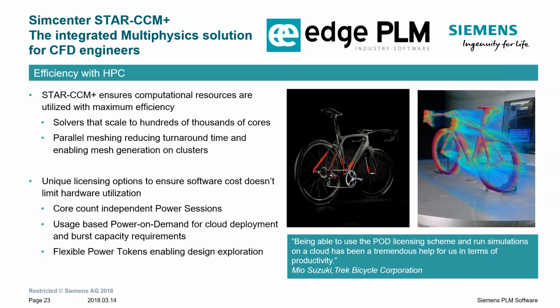Power Session helps you reduce turnaround time by allowing you to run simulations on as many processors as needed for a fixed price. Power on Demand allows you to only pay for what you use, giving you agility for changing requirements and ideal for cloud computing. And Power Tokens gives you the complete flexibility for design exploration studies by enabling you to simulate any number of design variants concurrently, each on as many cores as needed.